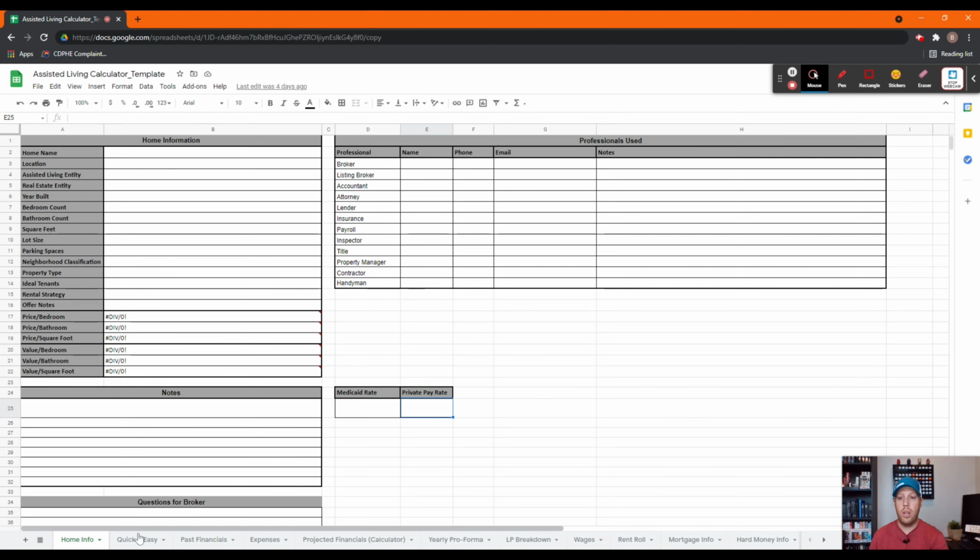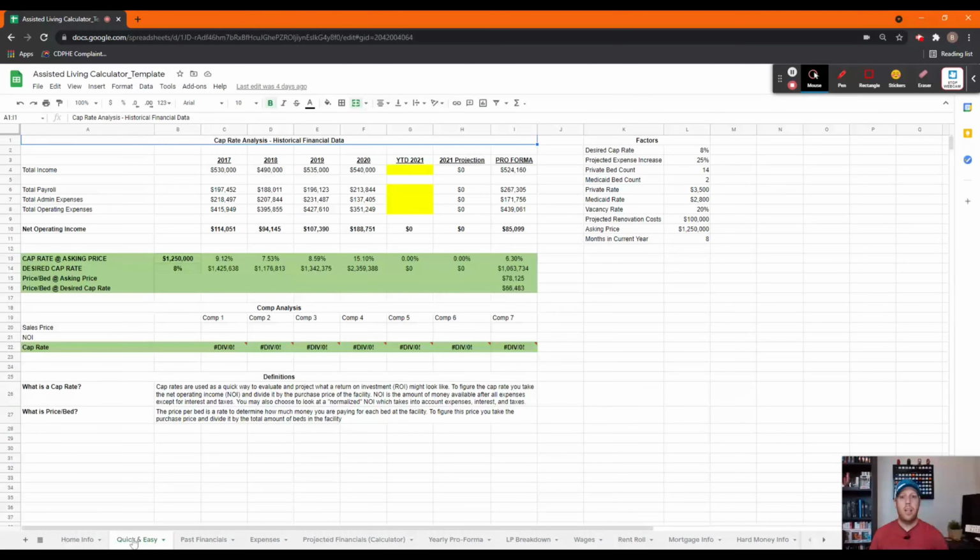Now we're going to get into the quick and easy tab. This is the big thing that we wanted to get into today. This is how you can quickly analyze a deal and see if it's something that's going to work for you. Okay, so what you want to do here is get the historical financials. This could be the P&L, the profit and loss statement from the seller. They'll give that to you in the process, and you'll be able to see what the total income is, and then you'll be able to look at expenses like the payroll expense and other administrative expenses.